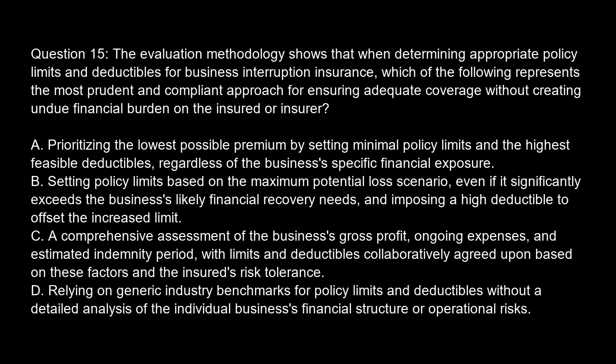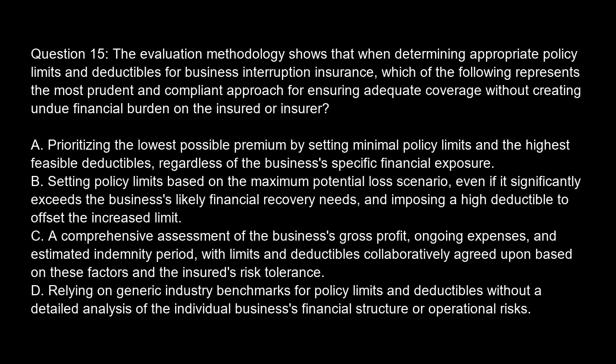Question 15. The evaluation methodology shows that when determining appropriate policy limits and deductibles for business interruption insurance, which of the following represents the most prudent and compliant approach for ensuring adequate coverage without creating undue financial burden on the insured or insurer. Option A. Prioritizing the lowest possible premium by setting minimal policy limits and the highest feasible deductibles, regardless of the business's specific financial exposure. Option B.